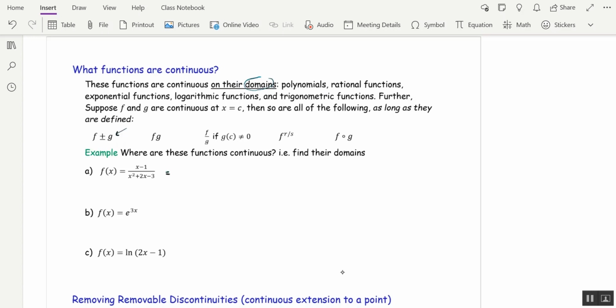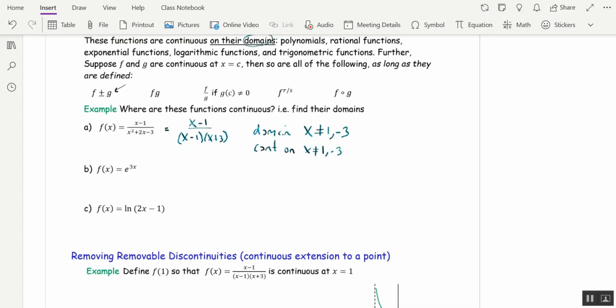So the first one, let's factor the denominator as x minus 1, x plus 3. The domain is the set of all x where the denominator is not 0. So we need x not equal to 1 or -3. And so the function is continuous everywhere where x is not equal to 1 or -3. And we'll see in a minute that that function has a hole at 1 and an asymptote at -3.